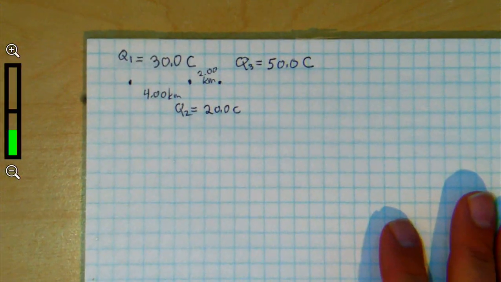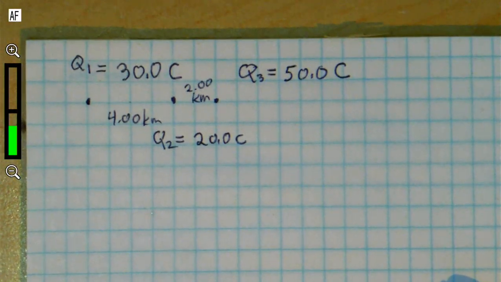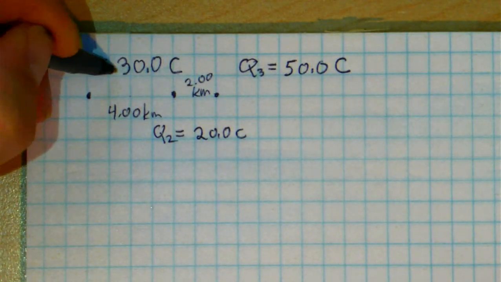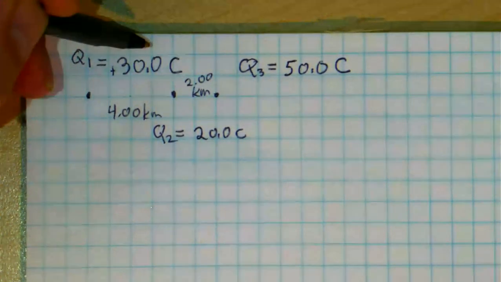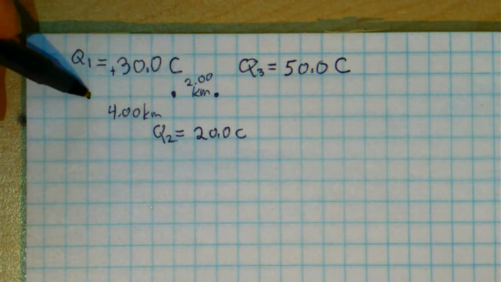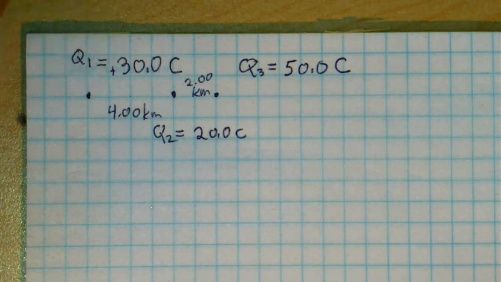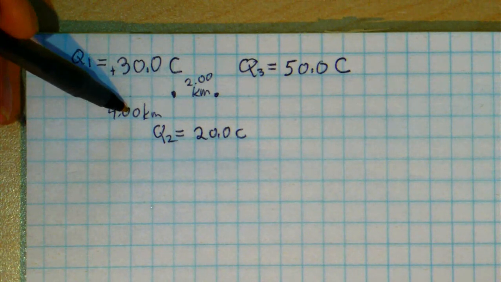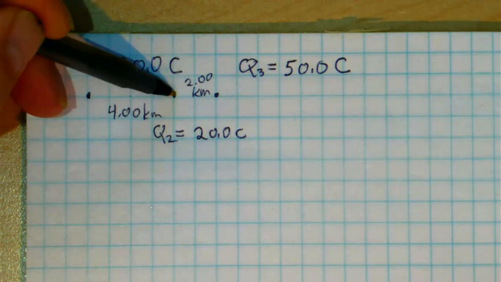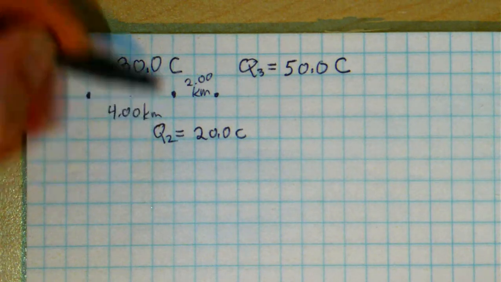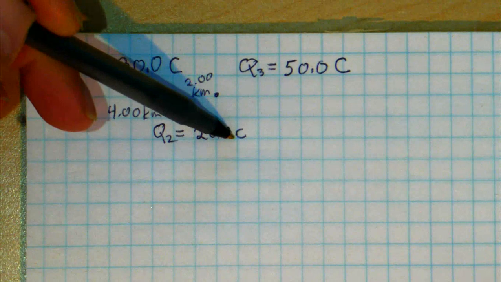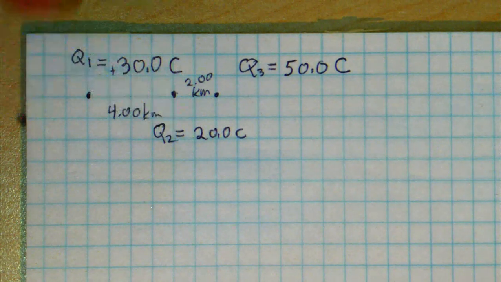Three-point charges. Here's a new example for us to work on. Charge Q1 is positive 30.0 coulombs of charge, located here at this point. A distance of 4.00 kilometers to the right of it is charge Q2. Charge Q2 is positive 20.0 coulombs.